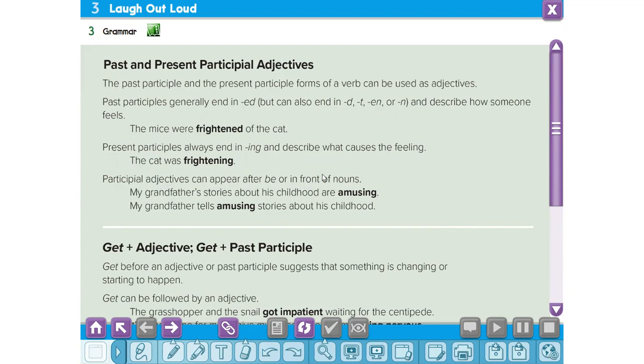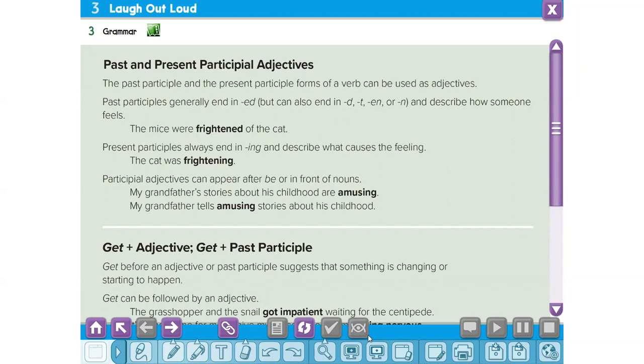Okay, my friends? Got it? Yes, teacher. So again, we use past participles to describe how people or animals feel. We use present participles to describe what causes this feeling.